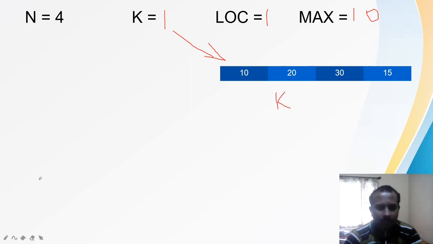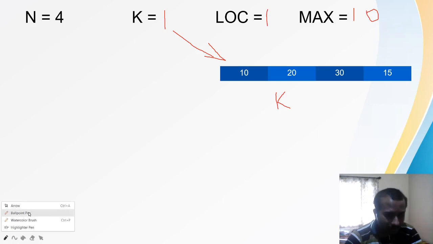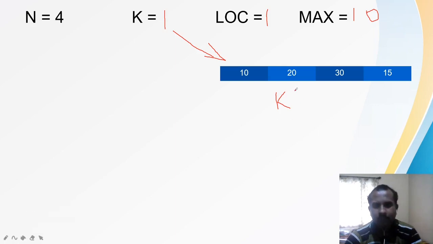Now, whether k is greater than n. What do you mean by that? K is greater than n means k became 5 and n is 4. So what is the meaning of that? I have already come out of the array. Now let us check that.